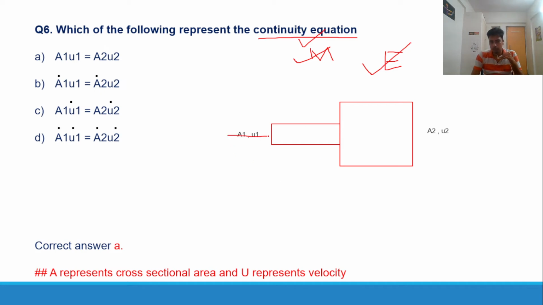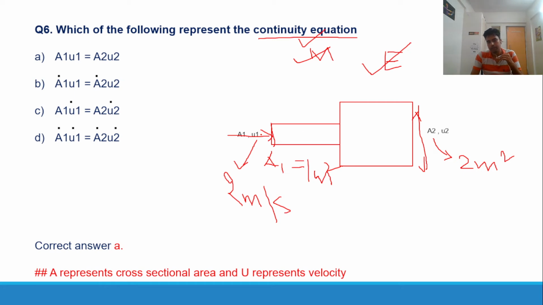If there is a flow here, and this is a cross sectional area A1, let us take a value of 1 meter square, and this is cross sectional area A2. Let us take the value of 2 meter square. So you see the cross sectional area is actually doubled here, and you take an initial velocity of 2 meter per second.